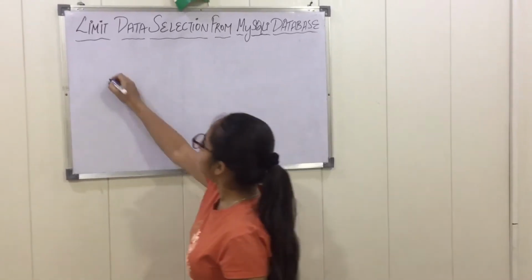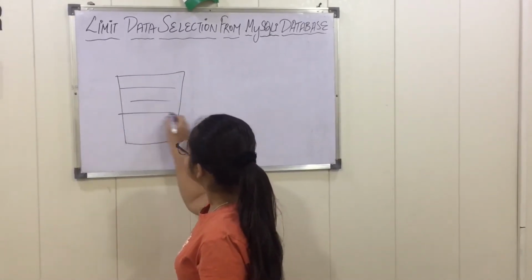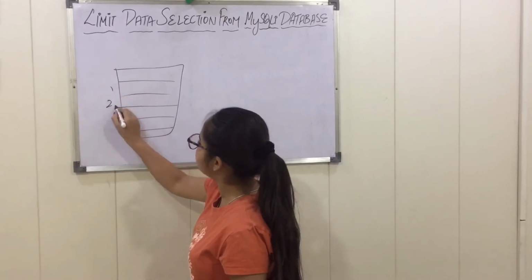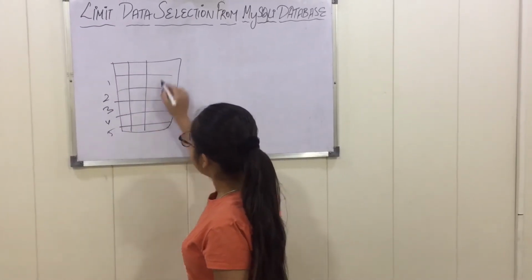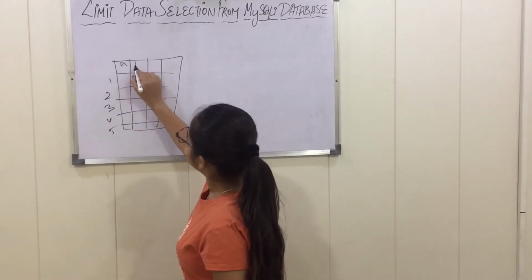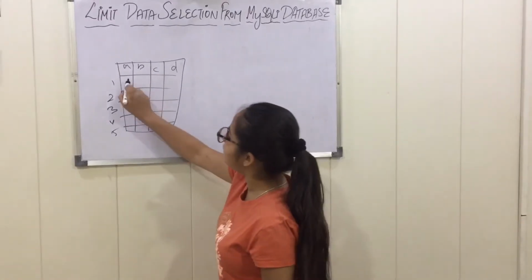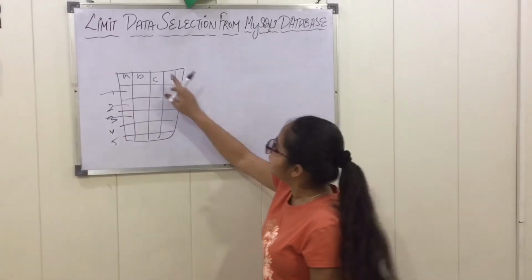Suppose, for example, I have a table and the records in it. Suppose I am having various rows here: 1, 2, 3, 4 and 5. Here are the headings of that: A, B, C or D. Suppose this is my full table. I need only the data 1, 2 and 3 to be printed. So we will use the limit.